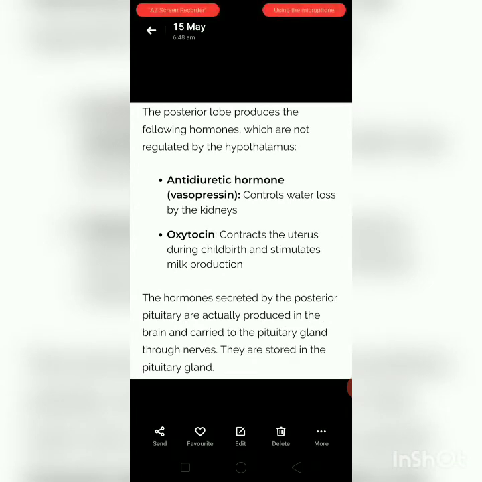The posterior lobe produces the following hormones, which are not regulated by the hypothalamus. Antidiuretic hormone, vasopressin, controls water loss by the kidney. Oxytocin contracts the uterus during childbirth and stimulates milk production. The hormones secreted by the posterior pituitary are actually produced in the brain and carried to the pituitary gland through nerves. They are stored in the pituitary gland.